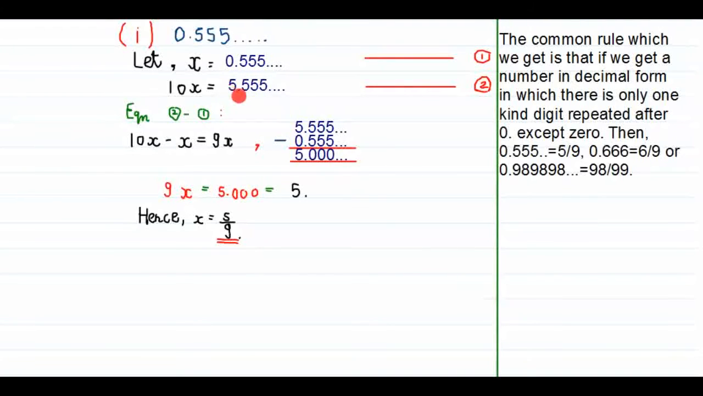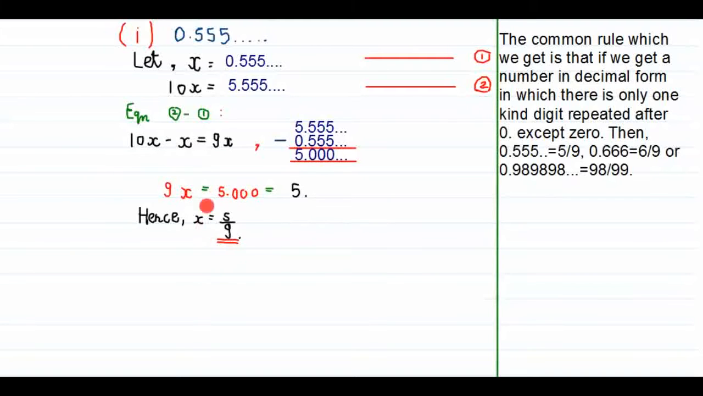So 5.555... minus 0.555... is going to give you 5.000. So 9x is equal to 5.000, or you can say 5, because the 0s after the point have no value. Hence x is equal to 5 by 9, because when 9 goes to the other side, x will be equal to 5 divided by 9.